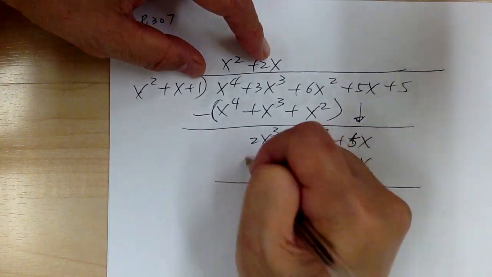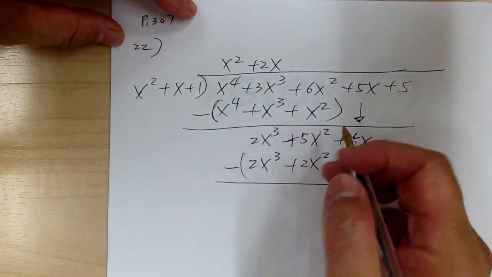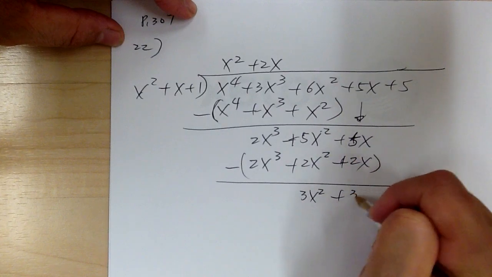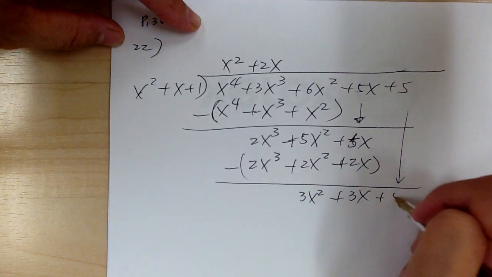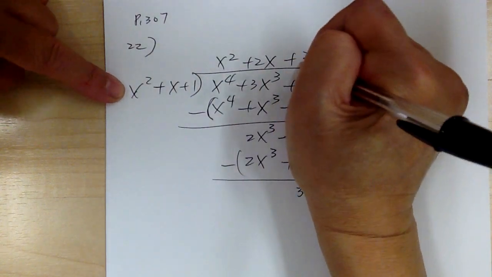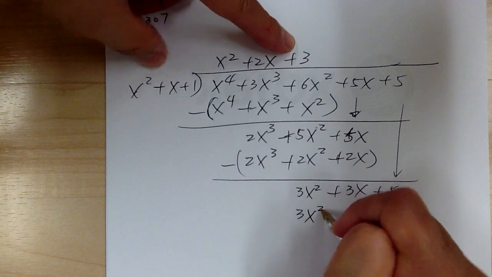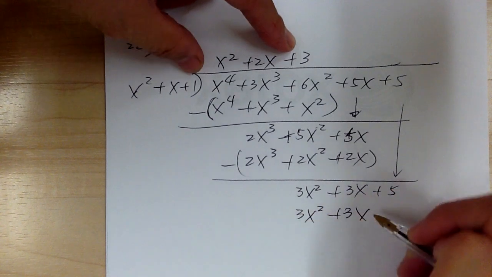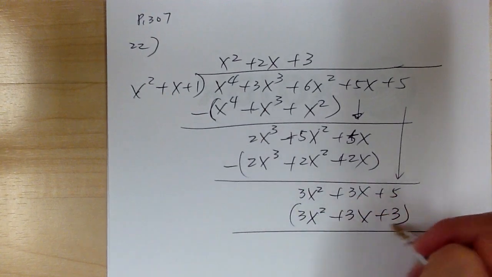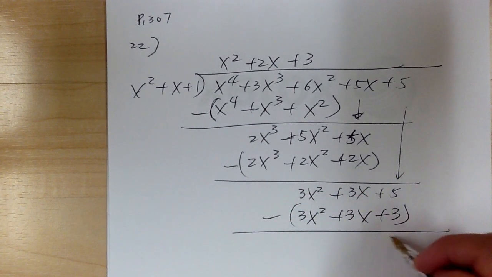Draw the line. Parentheses, subtract. This cancels out. 5 minus 2 gives you 3. 5 minus 2 gives you 3 again. Drop the next one. So to get from here to here, you need to get 3. When you multiply, you're going to get 3x squared plus 3x plus 3. Draw the line, put in parentheses, subtract. So cancel out, cancel out. 5 minus 3 gives you 2.